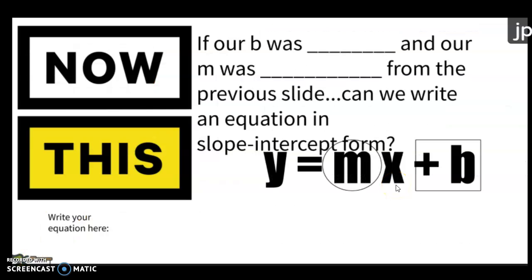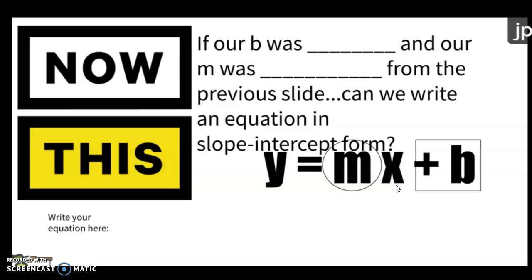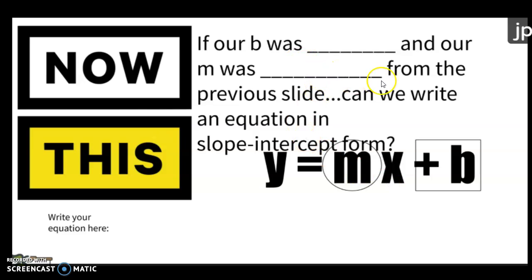The class before this, we were finding the key features of the graph, and we were changing them from a number to a point and vice versa. So now our next step, what we're going to work on from here on out, is writing equations using your slope and your intercept. If our B was 2, I'm not sure what it was on the first slide, and our M was negative 2, let's say for instance, from our slide before, we can write the equation now in slope-intercept form. So our answer would be y equals negative 2x plus 2.